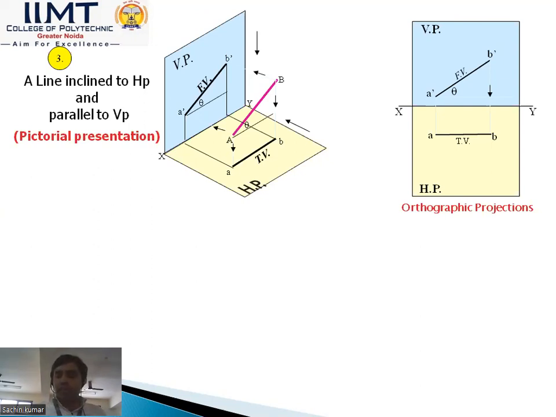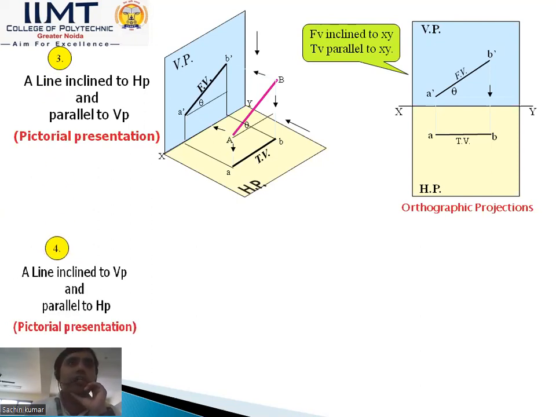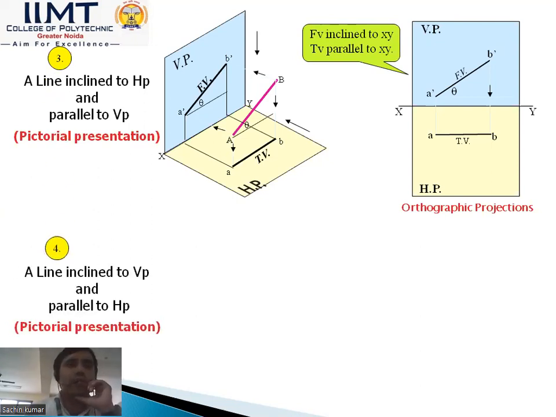Another case we have discussed is a line whose front view is inclined to XY and whose top view is parallel to the XY line. That is a line inclined to VP and parallel to HP. In the previous case we discussed a line inclined to HP and parallel to VP, and in this case a line inclined to VP and parallel to HP.